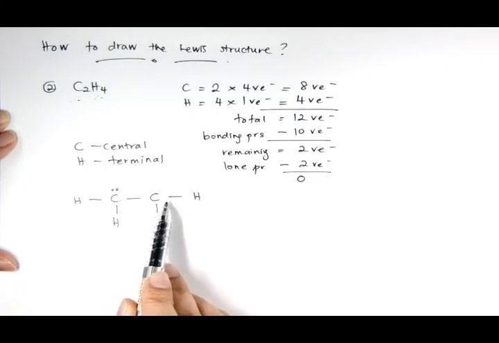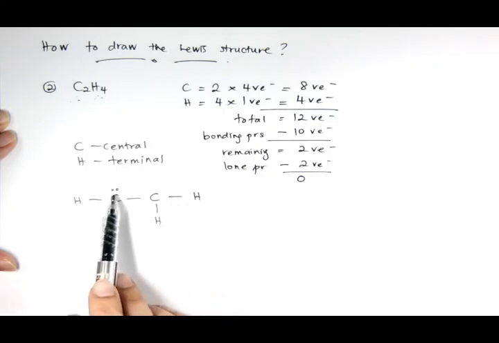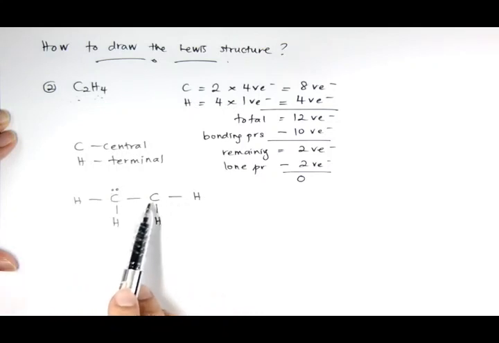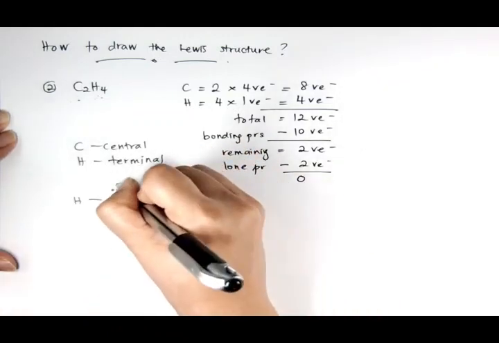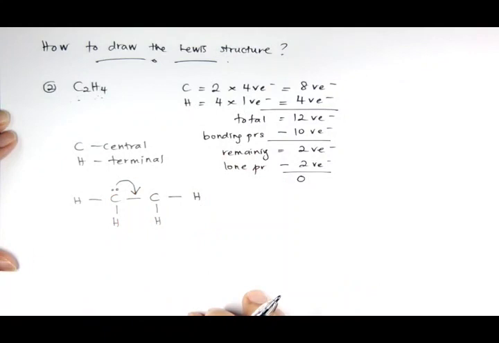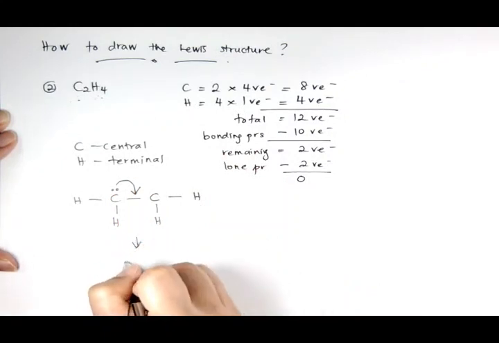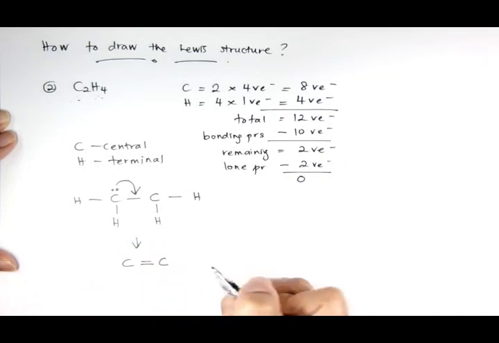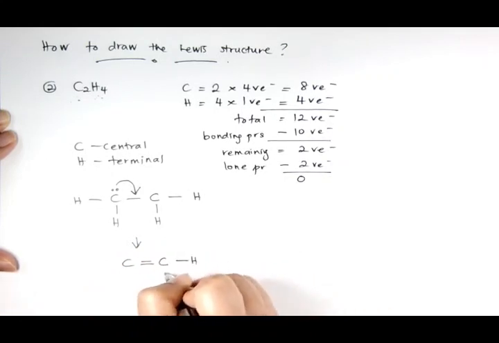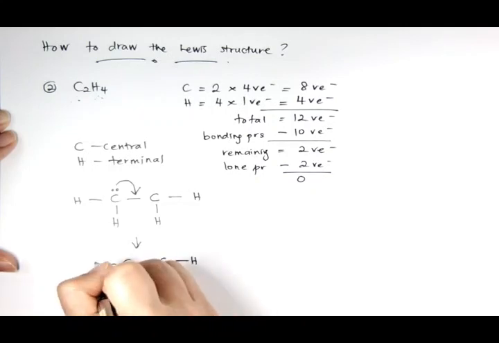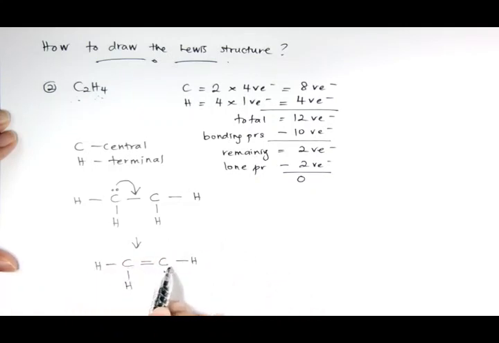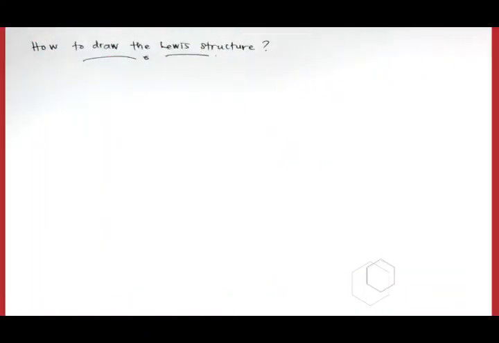To make it satisfy the octet rule, we can rearrange the lone pair between the 2 carbons to make a double bond. So it obtains a carbon-carbon double bond between the 2 central atoms. So now both of the carbons at the center have achieved octet configuration, which satisfies the octet rule. So now we can accept the Lewis structure as the most stable structure.